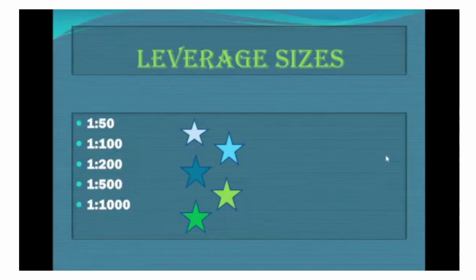And also we're going to be talking about leverage sizes. What are those leverage sizes? Now we have 1 is to 50, 1 is to 100, 1 is to 200, 1 is to 500, 1 is to 1,000. For example, a forex broker may offer 1 to 50 leverage, which means that a $50 margin would enable a trader to buy or sell 2,500 worth of currencies. Similarly, with $500, one could trade with the amount 25,000 US dollars and so on.